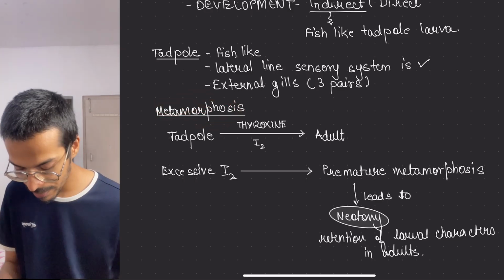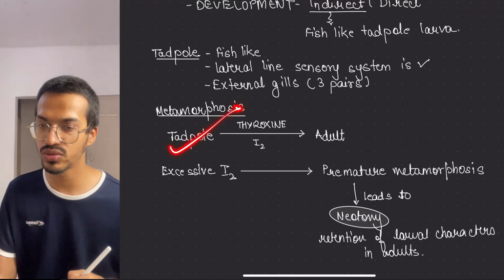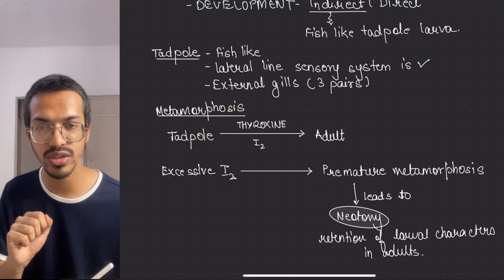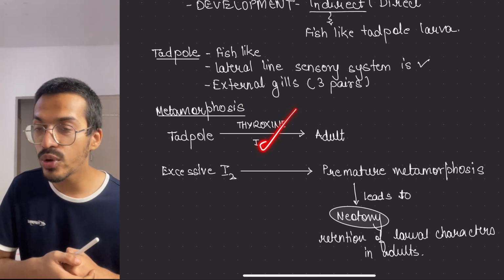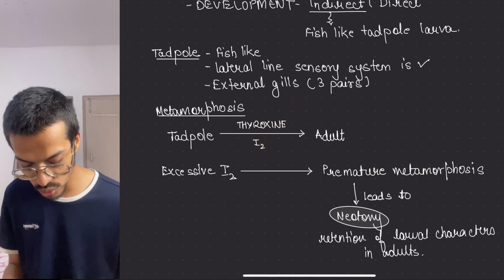Okay, so what happened? The tadpole needs thyroxine. Inside its body it will release a thyroxine hormone, but for thyroxine to form, iodine is required. So with that it will change into an adult.